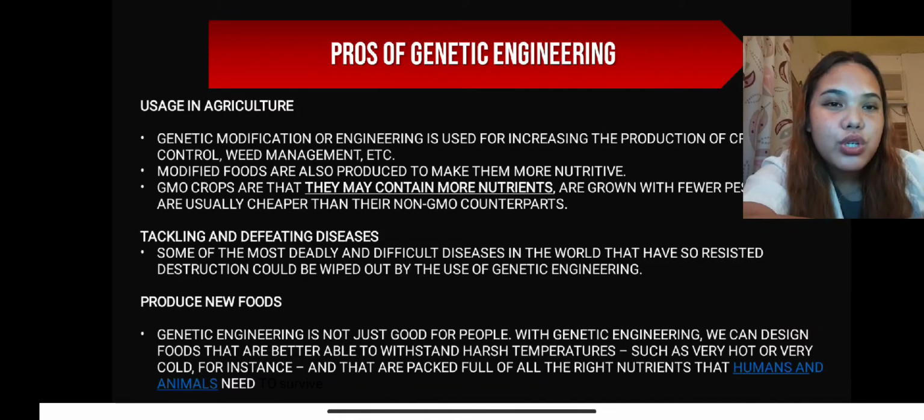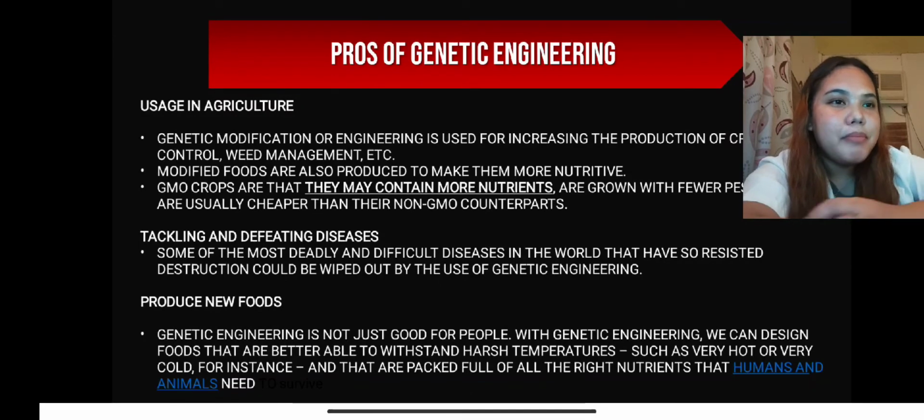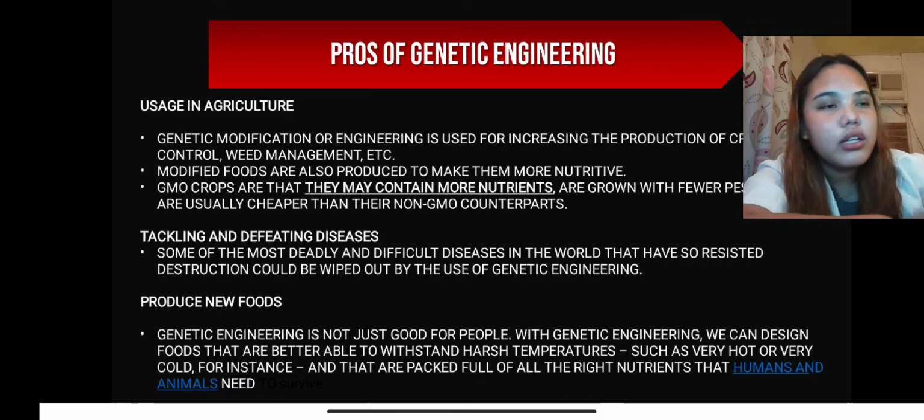We have genetic engineering can produce new foods. Genetic engineering is not just good for people. With genetic engineering, we can design foods that are better able to withstand harsh temperatures such as very hot or very cold, for instance, and that are packed full of all the right nutrients that humans and animals need. So, as I said earlier, they can survive in all kinds of climates, right?